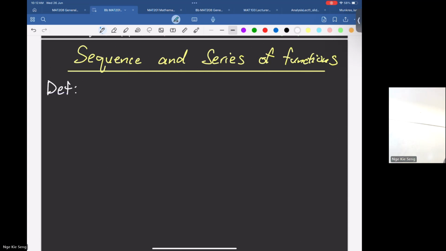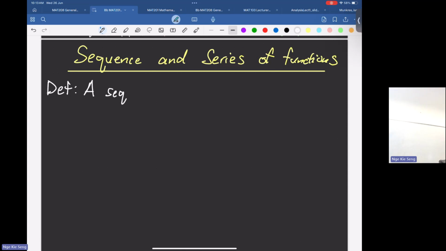Okay. So what is a sequence of functions? What have we learned before? Sequence of real numbers. But now we replace real numbers by functions.